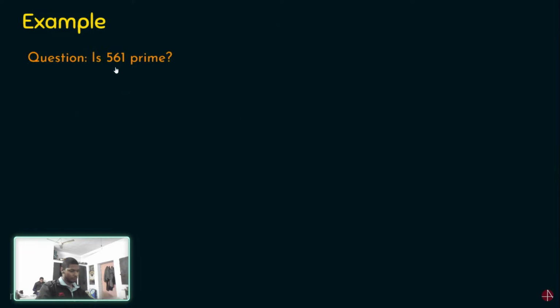The question is: is 561 prime? Can you recollect this question? In the last presentation, I told you Fermat's algorithm passes this value 561 as a prime number. But actually, 561 is not a prime number. It is a composite number. Let's see what this algorithm says.